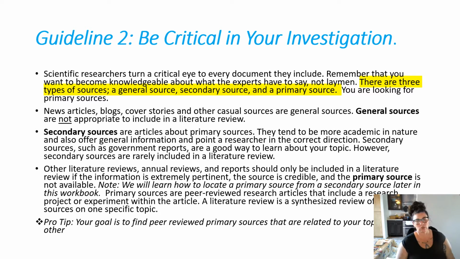Secondary sources. These are articles on primary sources. They tend to be a little more academic in nature, and they offer a lot of general information that might point you in the direction of research that you actually can use. What that means is that they may include primary source research. So look at what they're talking about and look at the sources they're using, and a great place to find peer-reviewed research that you might want to include is actually in the reference section of the articles that you already have in your hand.